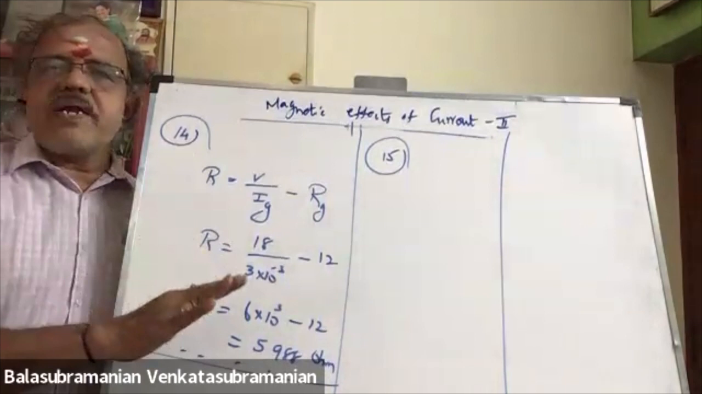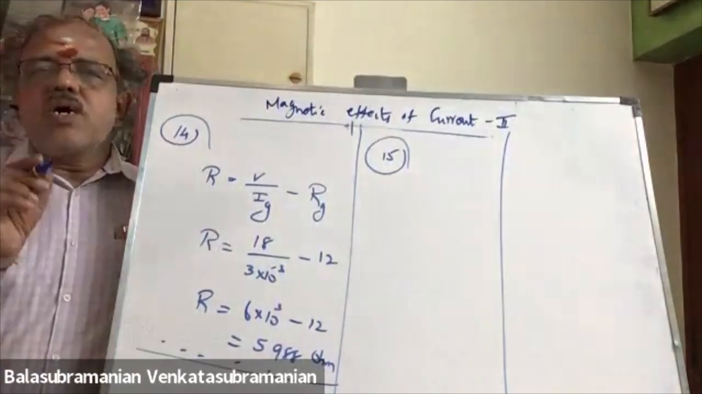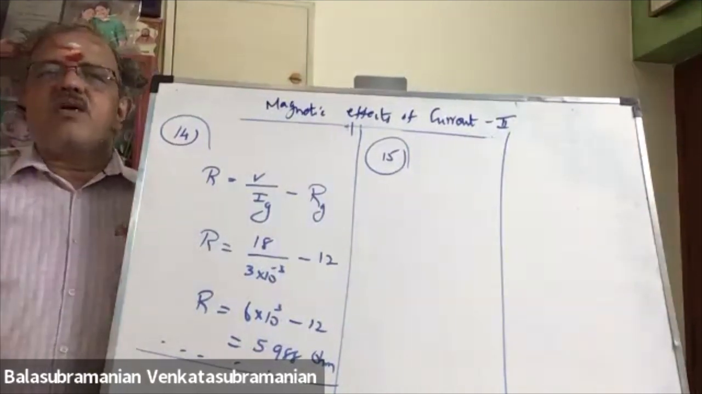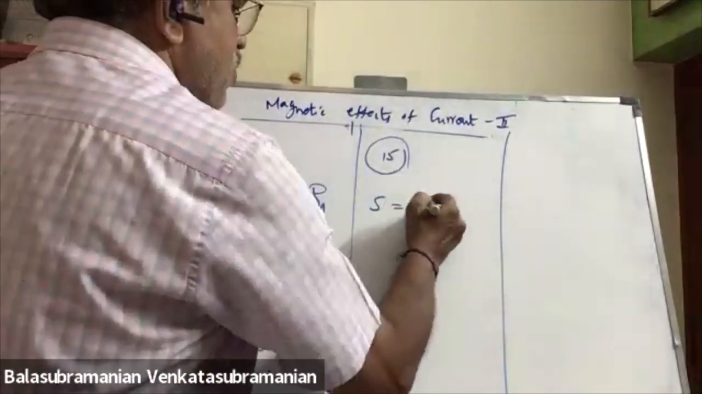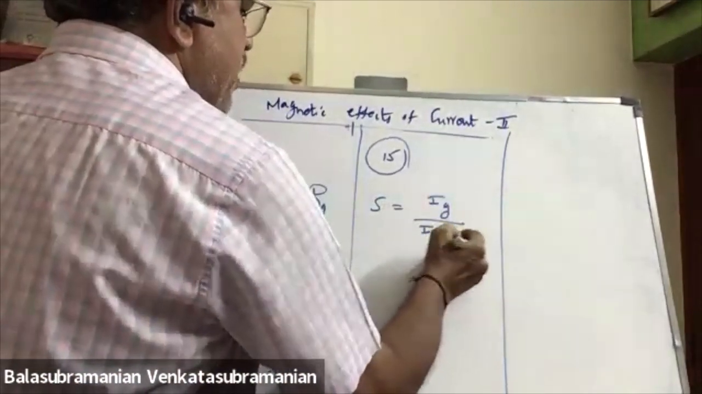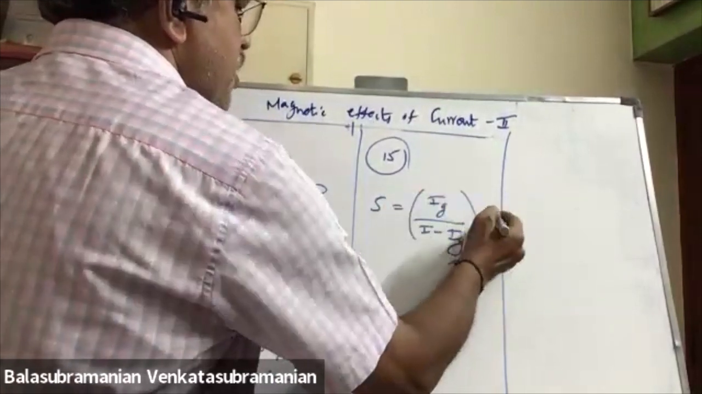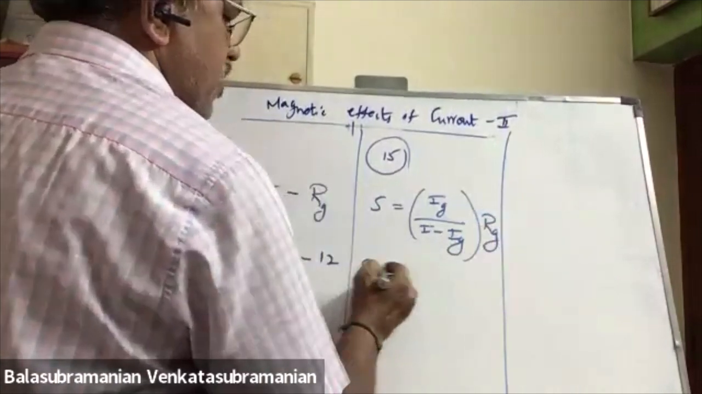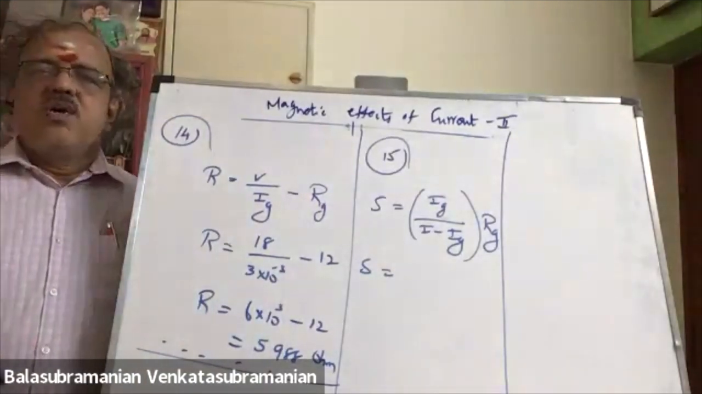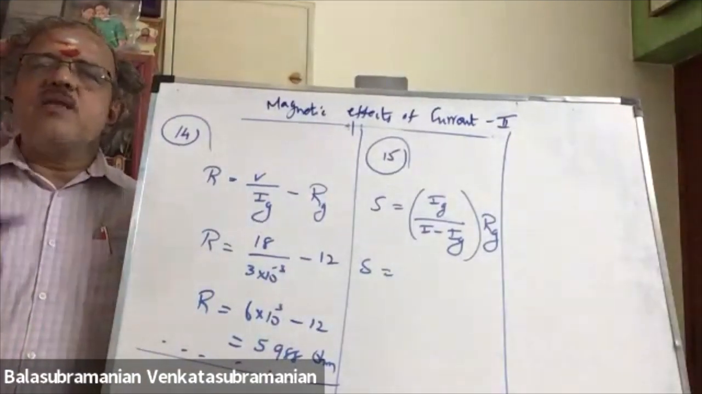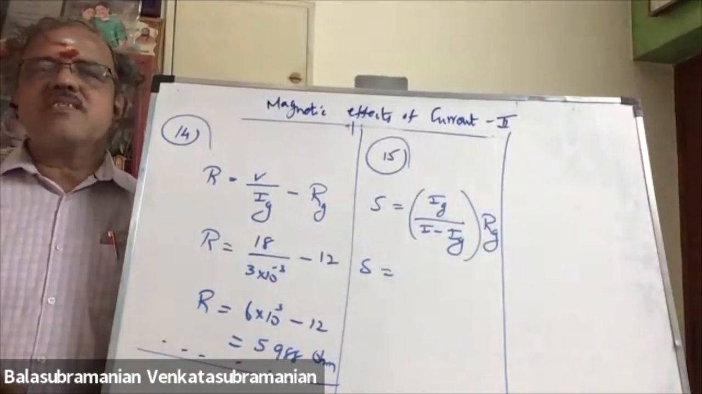Conversion of galvanometer to ammeter. We have to connect a low resistance in parallel with the galvanometer. That is, S is equal to Ig by I minus Ig into G, or into Rg. Anything you can write. S is called shunt resistance. A low resistance connected in parallel with the galvanometer is called shunt resistance. Shunt means connecting in parallel.